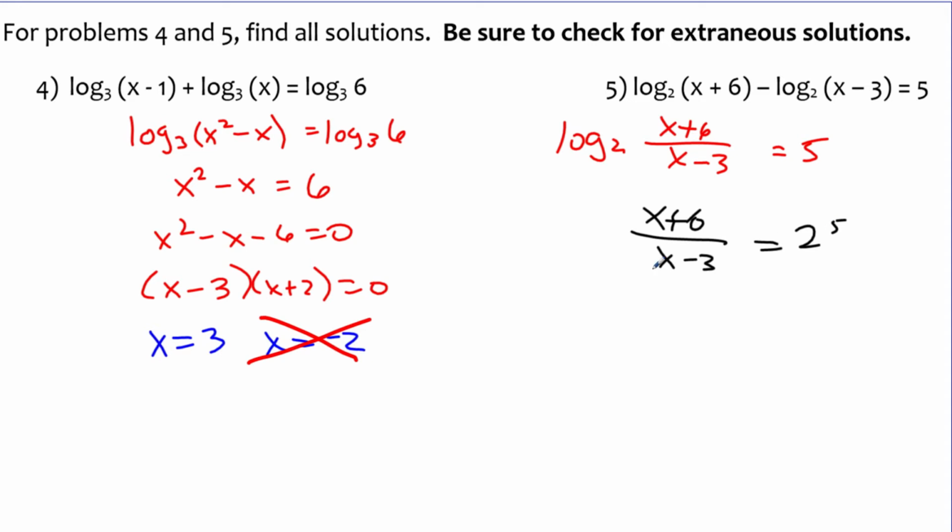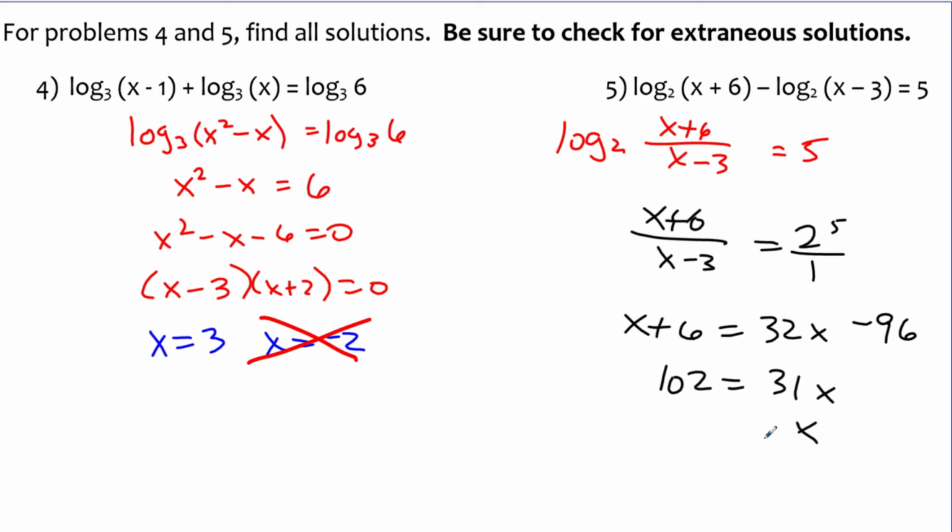Okay, so when I cross multiply, it's going to be like this is over 1, so it's x plus 6 times 1, well, that's just x plus 6, okay? And 32 times x is 32x, okay? 32 times 3 is 96. Okay, so it's minus 96. So I just have to solve this linear equation now. This is pretty straightforward. I'm going to subtract the x over. It's going to be 31x. I'm going to add the 96 over, it becomes 102.